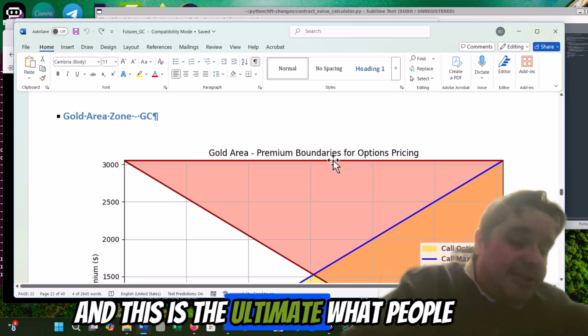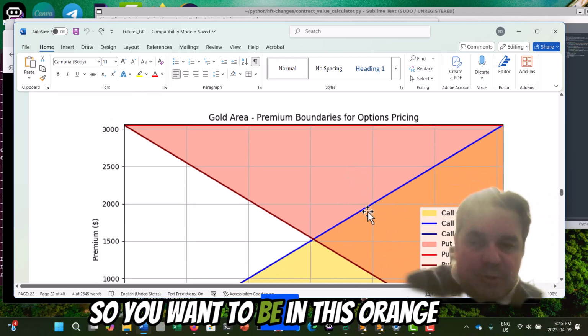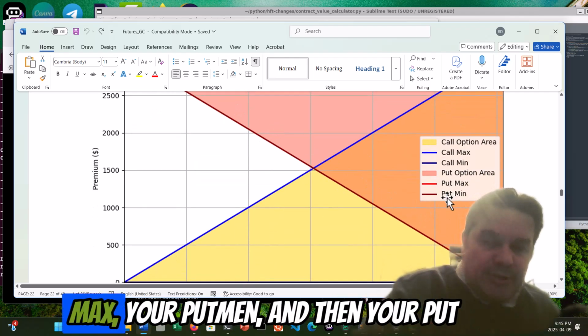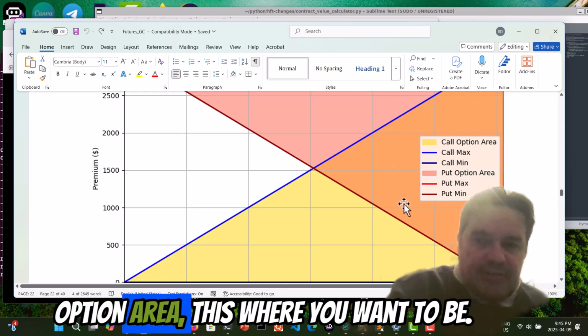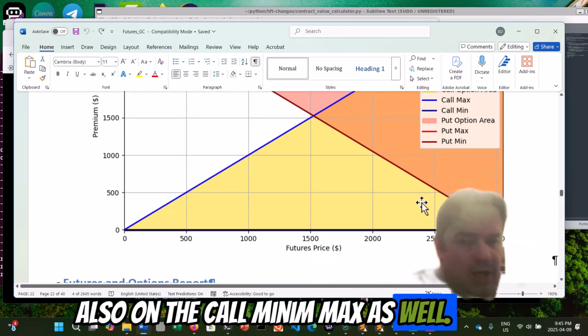And this is the ultimate, what people want right here, is the gold area zone. So you want to be in this orange, setting your boundaries on your put max, your put min, and then your put option area. This is where you want to be. Also on the call min and max as well.